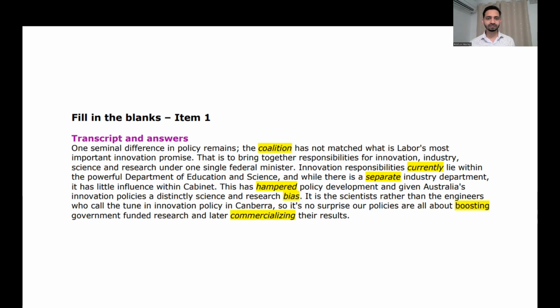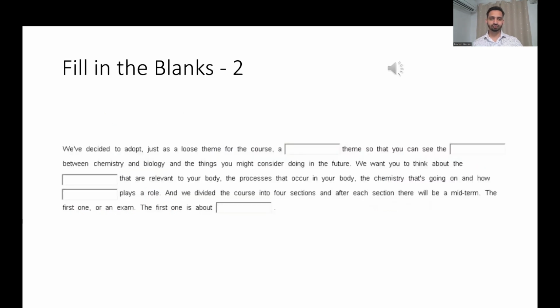So the first answer is coalition, second one currently, third separate, fourth hampered, fifth bias, sixth is boosting, and number 7 is commercializing. Okay, I hope you got the answers correctly. Let's look at exercise number 2.